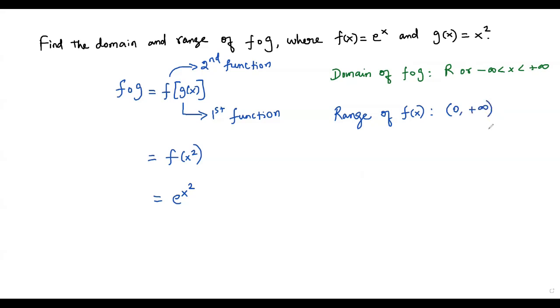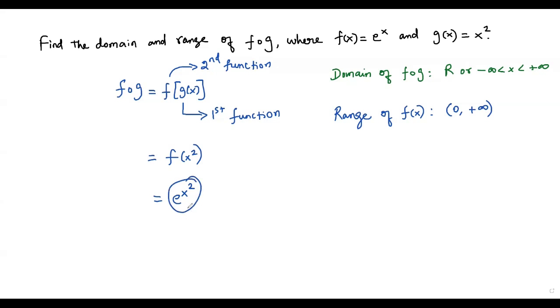Okay, now usually the range of a composite function is the same as the range of the second function that we got over here. Otherwise, the range of the composite function must lie inside the range of the second function. That is, the range of the composite function can be a subset of this interval.